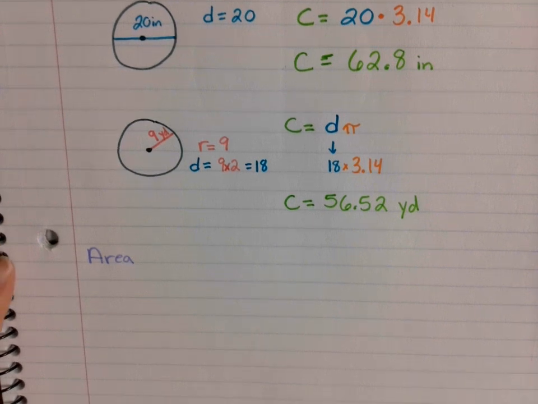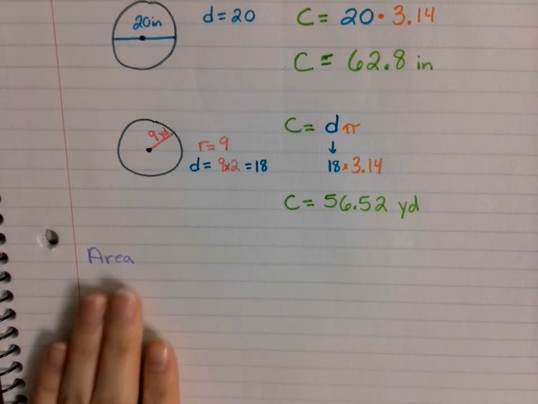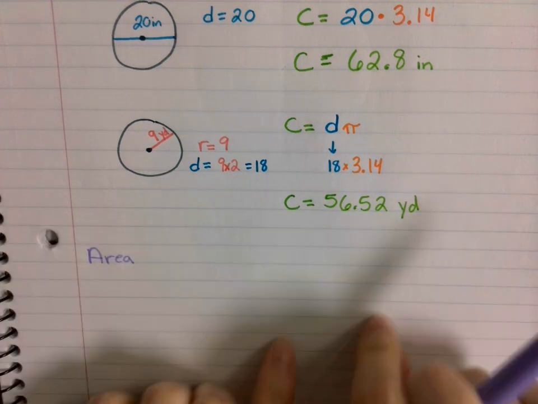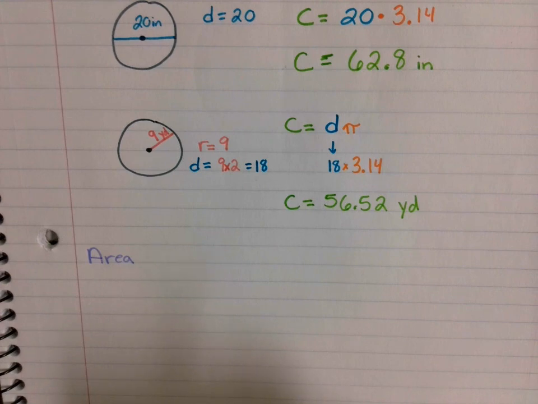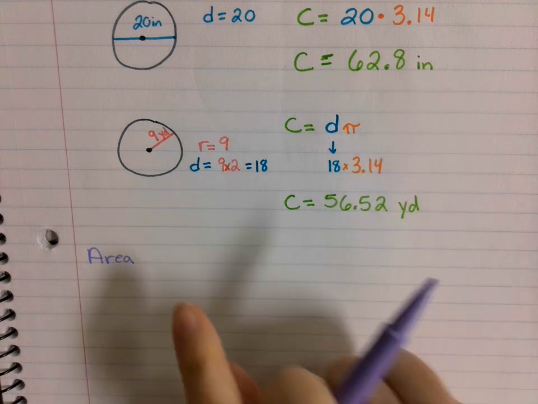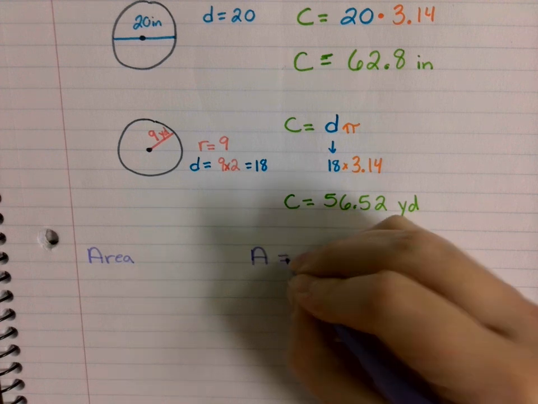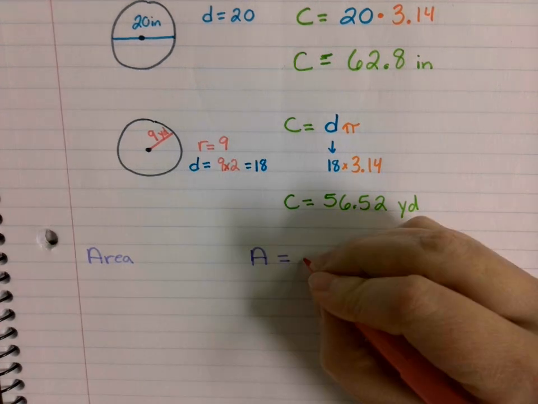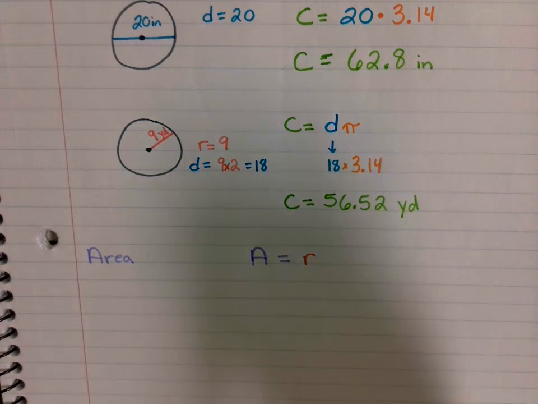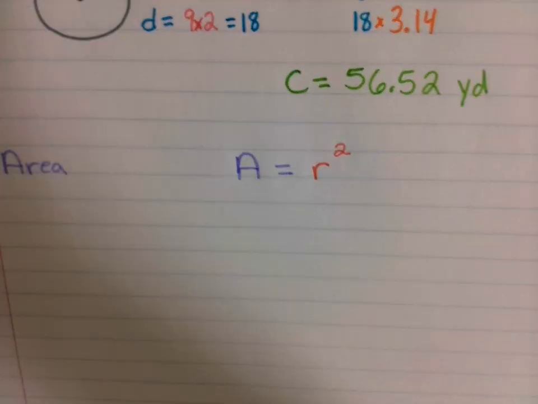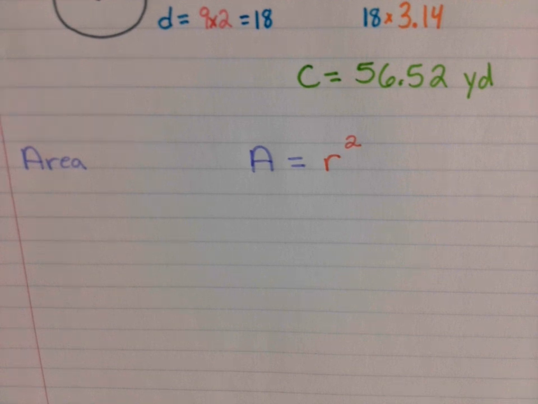Okay, so for area of a circle, diameter was used for circumference. What do you think we're going to have to use for area? The radius. So if the circumference uses the diameter, the area is going to use the radius. Area is equal to the radius, r, but what's really important is it's to the second power. Radius raised to the second power, r squared. And then we're going to multiply that by pi.